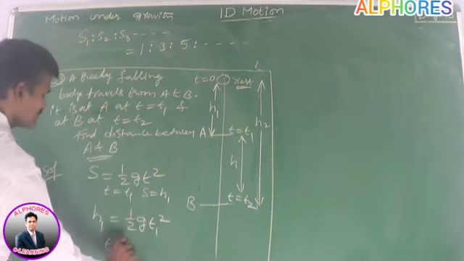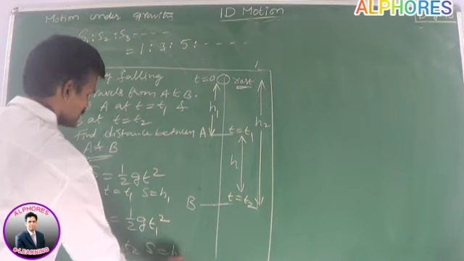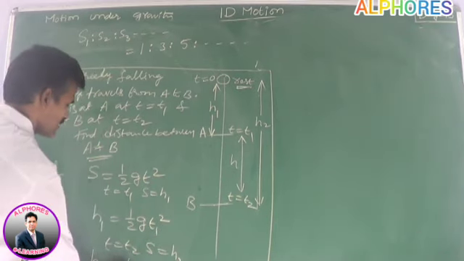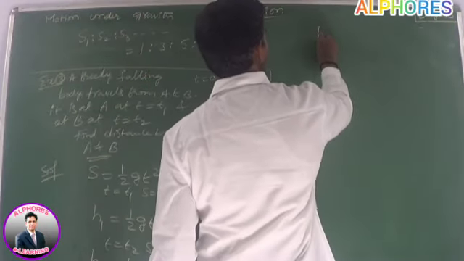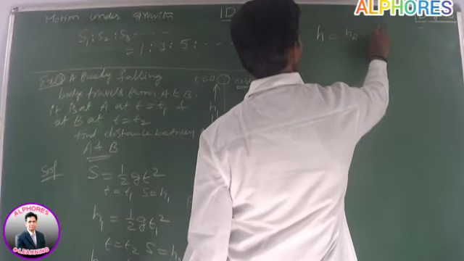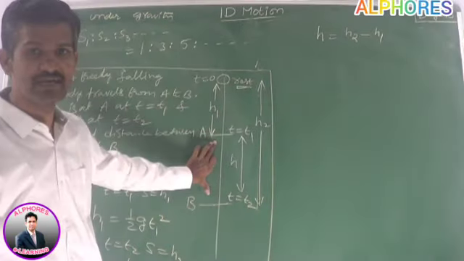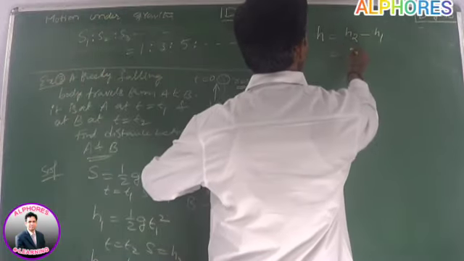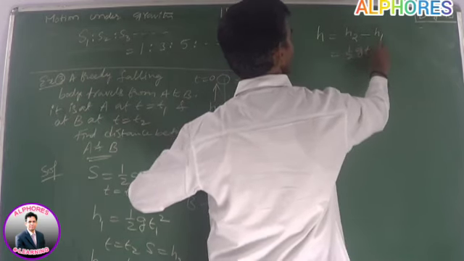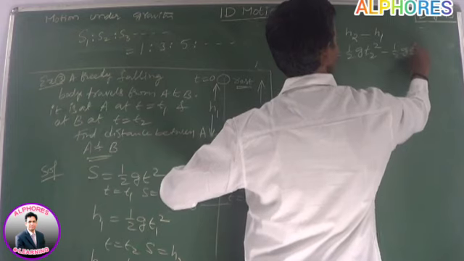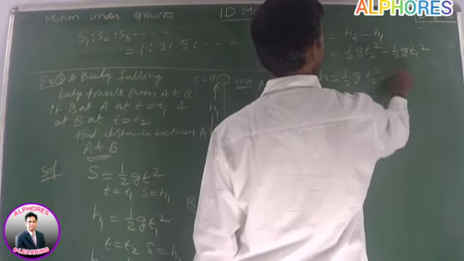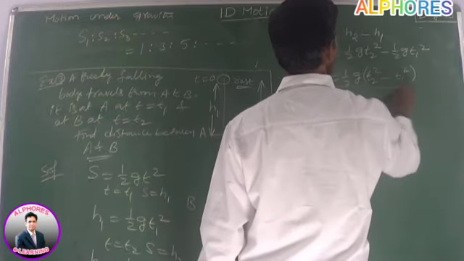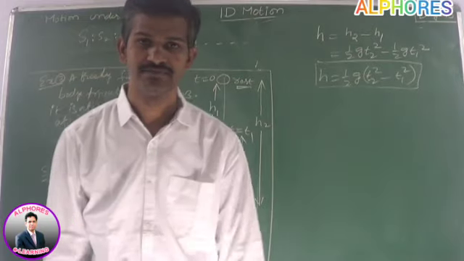Similarly, at t equal to t2, s is equal to h2. Then you can write h2 is equal to half g t2 square. Subtracting these two, h is nothing but h2 minus h1, which gives the distance between A and B. So this h is half g t2 square minus half g t1 square, that is, half g times of t2 square minus t1 square. This gives the distance between A and B.